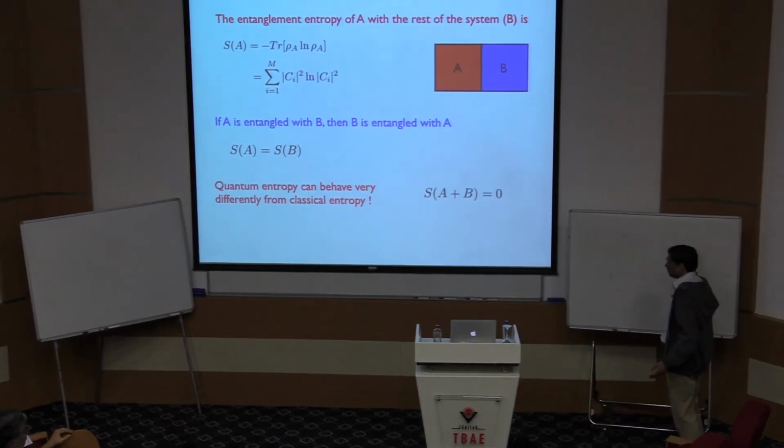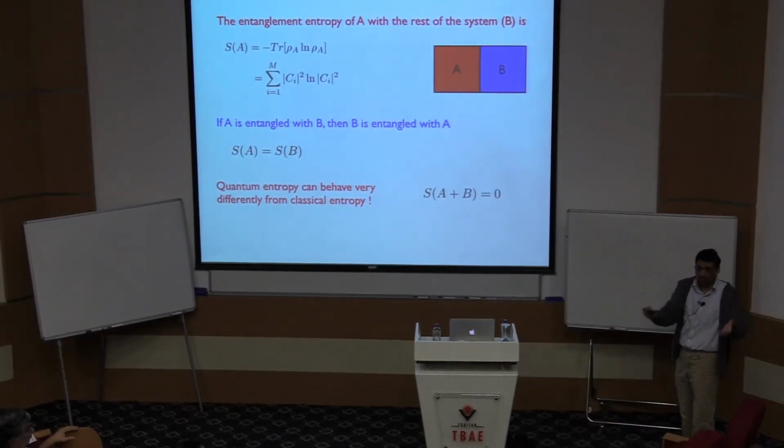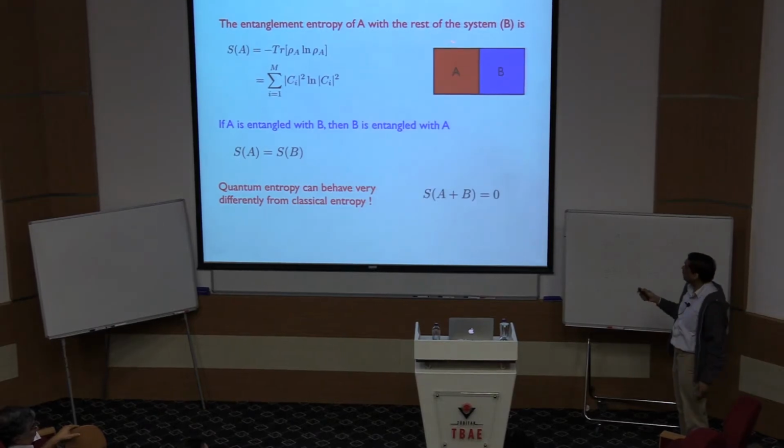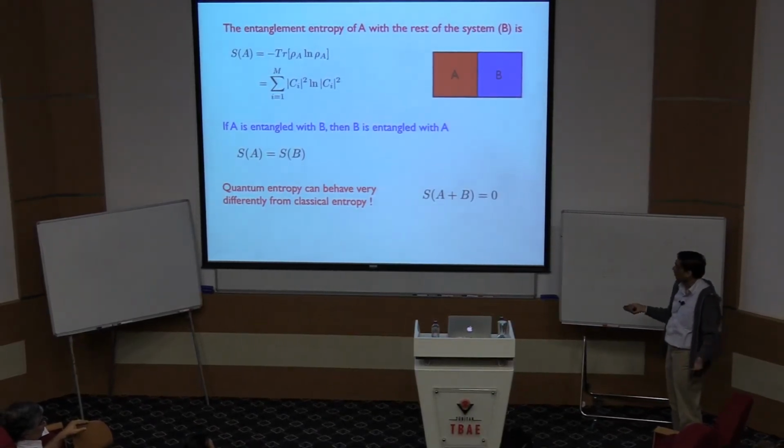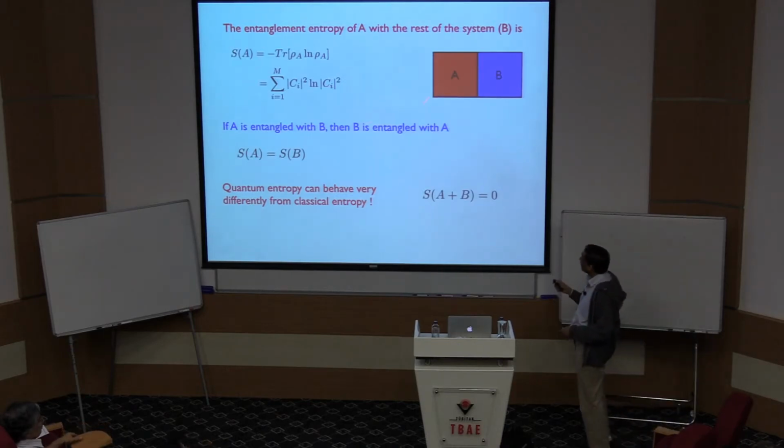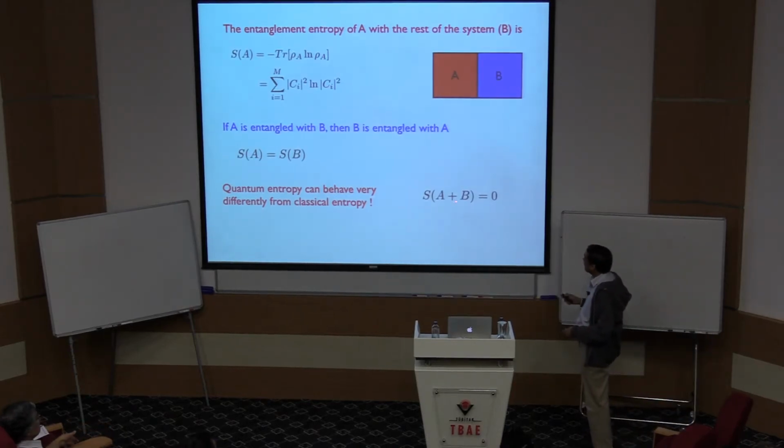That's not entangled with anybody else. It has a definite state of its own. So what's the entanglement entropy of the total system? It's 0. It's not entangled with anybody. So it's very funny: the entanglement entropy of A is equal to that of B, but the entanglement entropy of the total system A plus B, taking A and B together, is just 0.